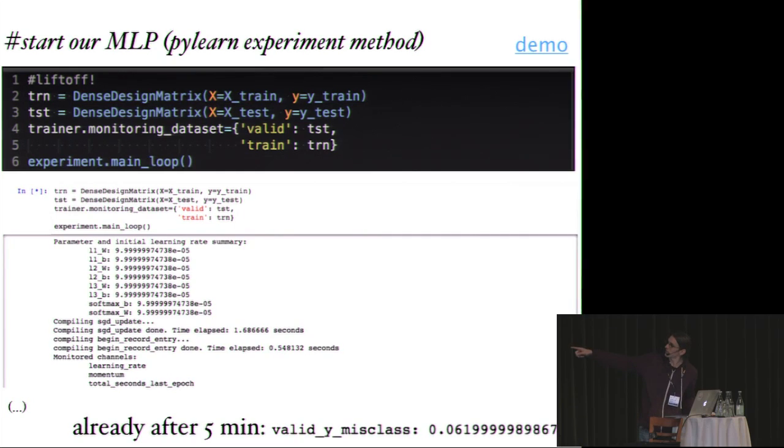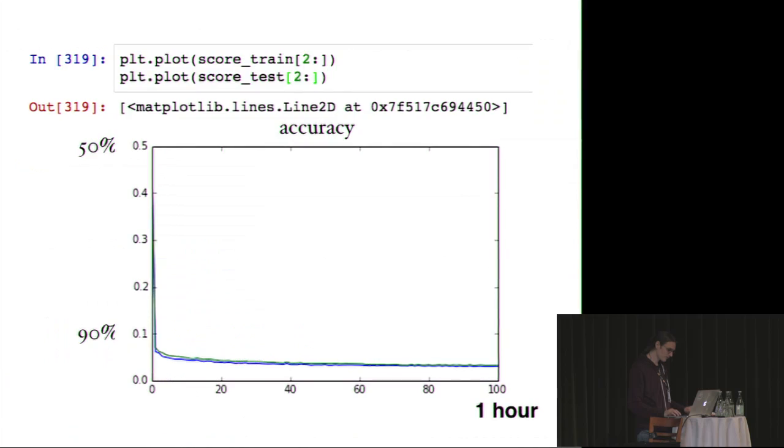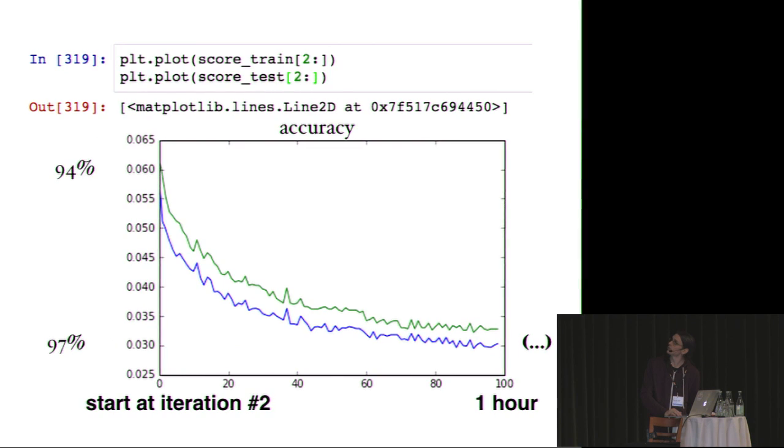The misclassified is what we're interested in. So we already have here an accuracy of almost 94%. And this is how it looks from the iterations up to an hour. So 100 iterations took an hour. 0 is when we start training, and more zoomed in is when we start from iteration number 2, which actually starts making sense.